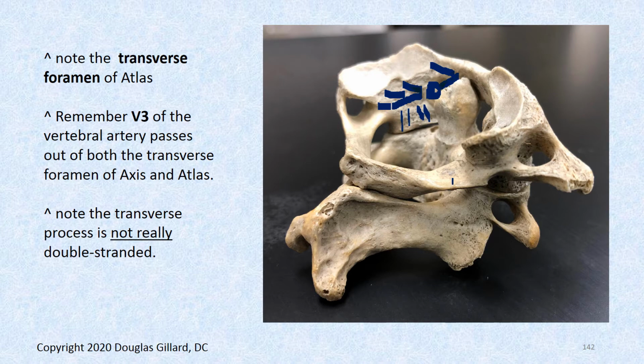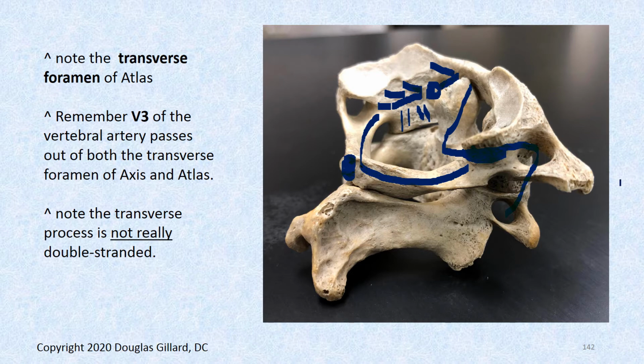But the star of the show here is this posterior arch. And there's the posterior arch. And it's got a knob on the back of it called the posterior tubercle. There's a groove right here for the vertebral artery called the groove for the vertebral artery. Vertebral artery, of course, comes right out of here, does a crazy bend and goes through here and goes into the dura and goes up. All right. I think we got all of that.